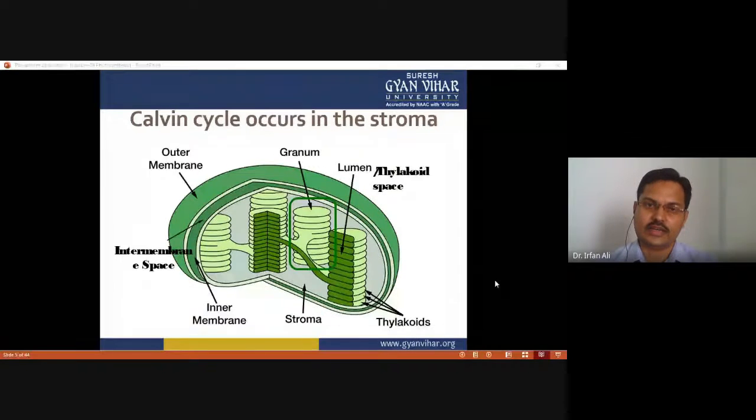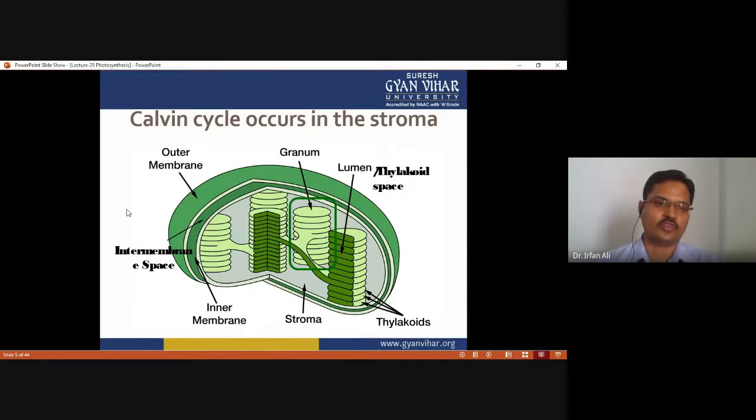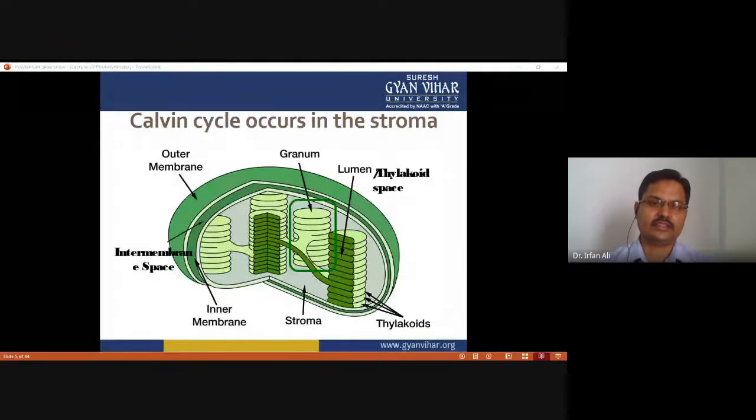The Calvin cycle occurs in the stroma. This is the structure of the chloroplast, in which you see that the chloroplast is a double membrane structure, with an inner membrane and an outer membrane, and between them there is the intermembrane space. Inside the stroma there are thylakoids.